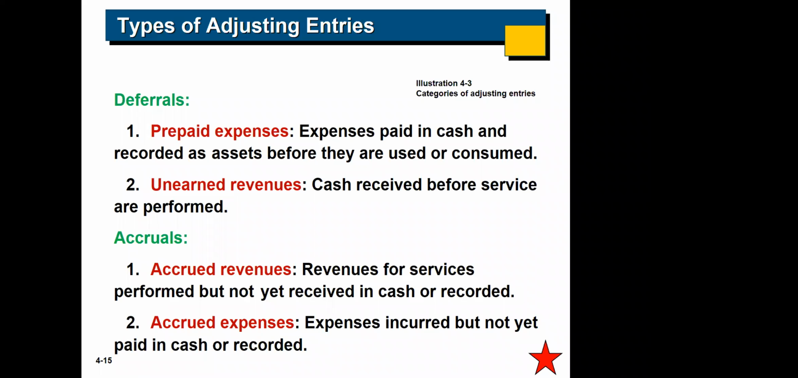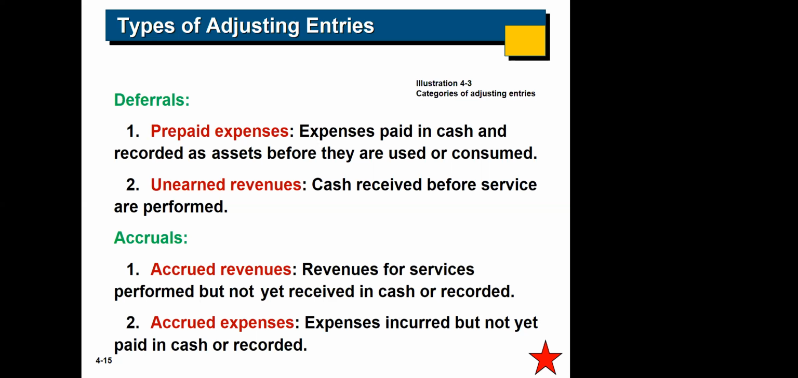Okay, so let's talk about the types of adjusting entries. There are two different categories, deferrals and accruals. I know it's kind of confusing because we say accrual accounting, so you think accruals, but deferrals are part of it too. Under deferrals, we have two things.